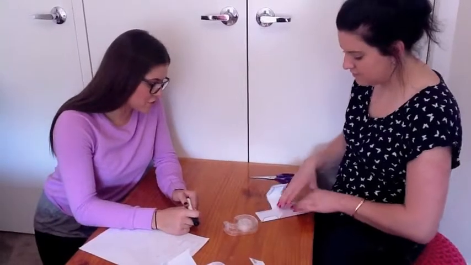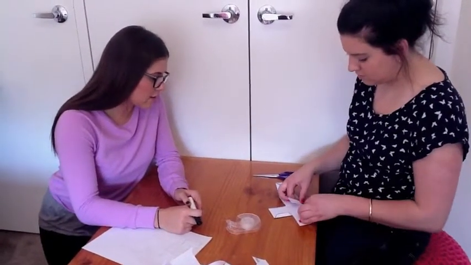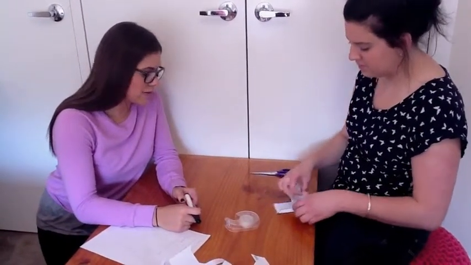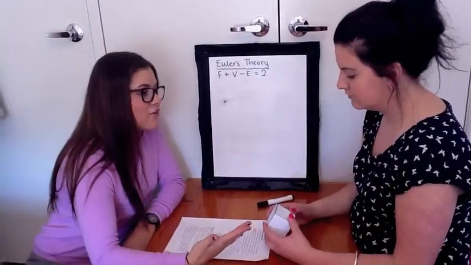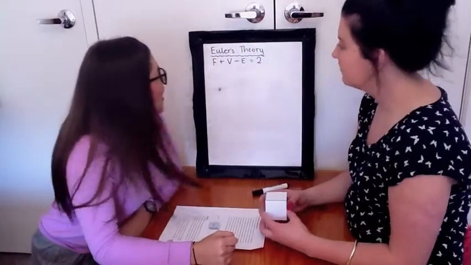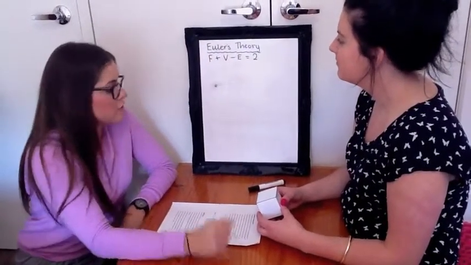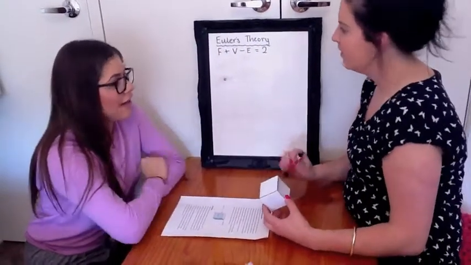That's it, Amy. So you're just folding on all the lines and then you'll be able to put it together to make the cube. Great, Amy. So now you have your cube. So now we're going to apply it to Euler's Theory, which I showed you before. So here we go. I'll help you out if you need any assistance.